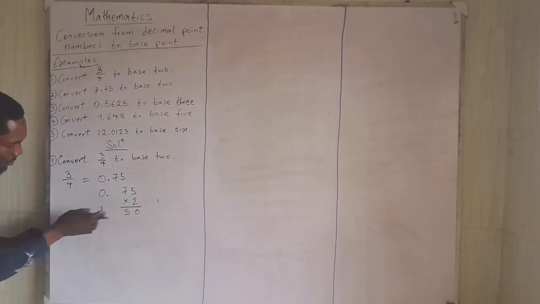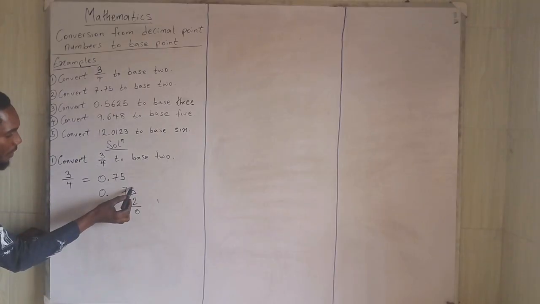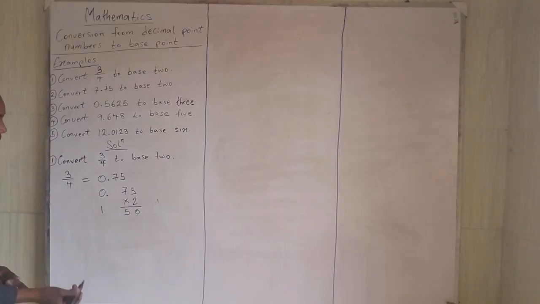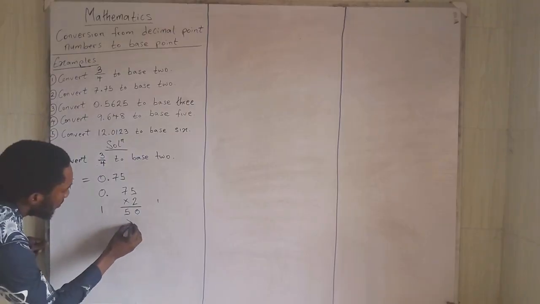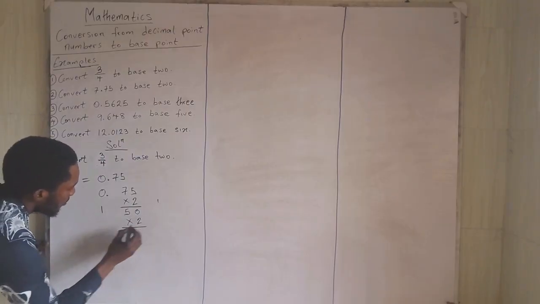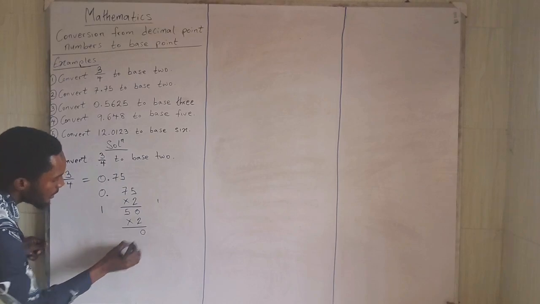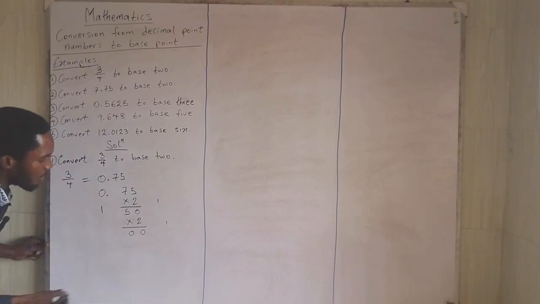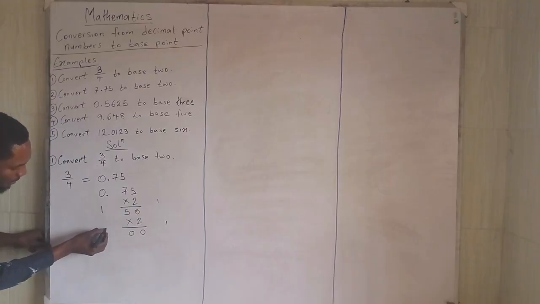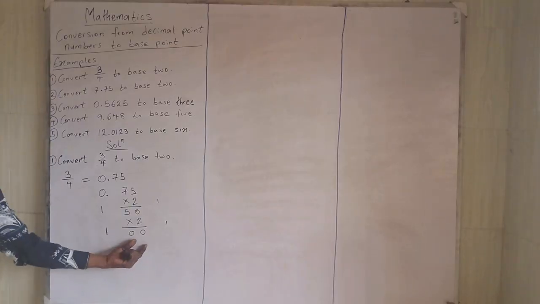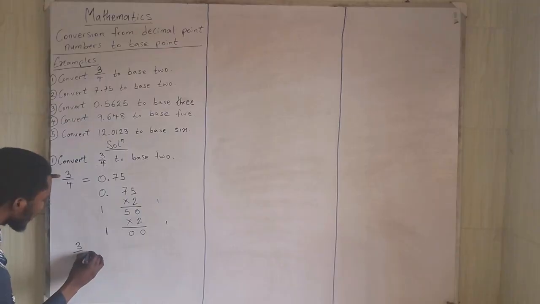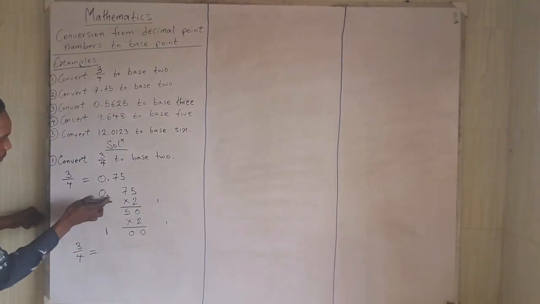The one that remains, bring it out here. Don't join it to this, because how many digits do we have here? 1, 2. This one too must be the same number of digits. Again, multiply by 2 until we reach 0. This is 2 times 0, 0. 2 times 5, that is 10. Remainder 1. So that one, bring it out here. So we have reached 0 here. That means that 3 over 4 is equal to 0.11.